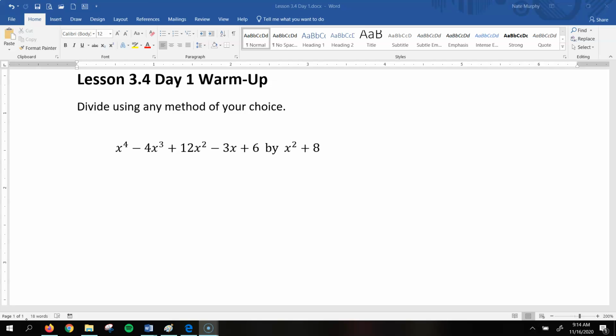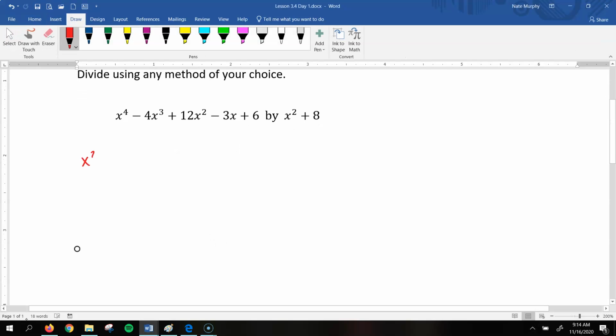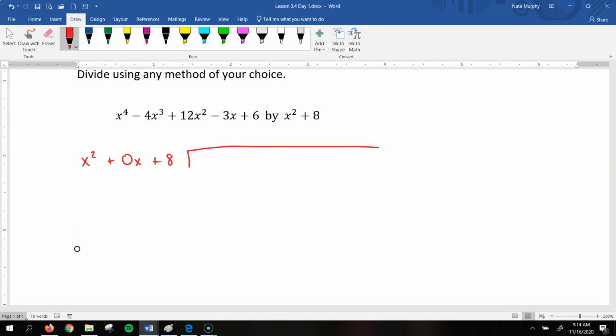So for this first one, I'm going to show you how to do this first one using two methods, using long division and that box method. So with long division, I notice that I have x squared plus 8 that I'm dividing by, and so I'm missing just a plain old x. So I'm going to put plus 0x in here, and then plus 8. And then we have x to the fourth, x cubed, x squared, x to the first, and then no x. So I have every term being represented there, so I'm just going to write those in here. So it'll be x to the fourth minus 4x cubed plus 12x squared minus 3x plus 6.